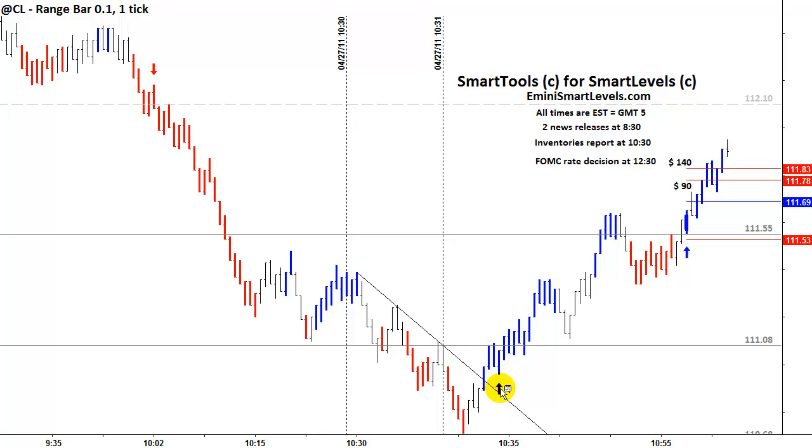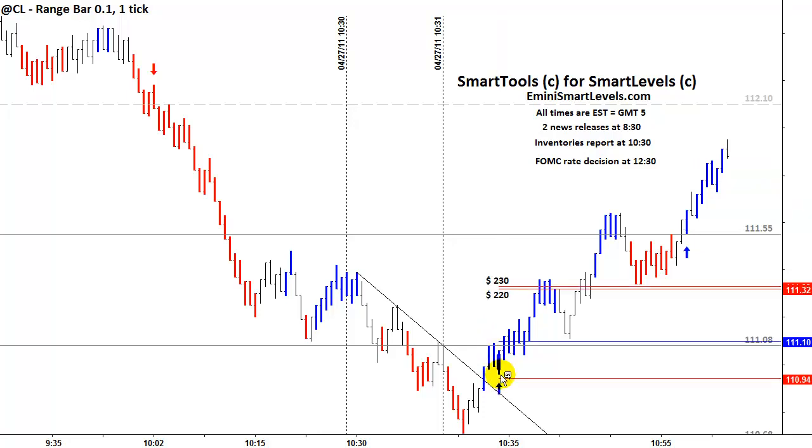the setup because this market came back up and broke the trend line off of the highs here, came up, tested the 111.08 overhead resistance level, which held, and then pulled back. So the setup that I like is this setup. I did not take it, but it's a great setup.